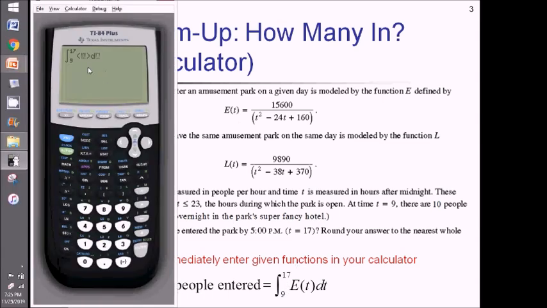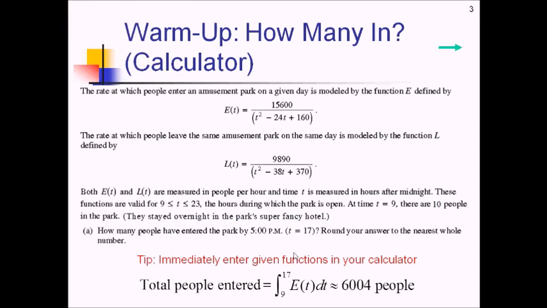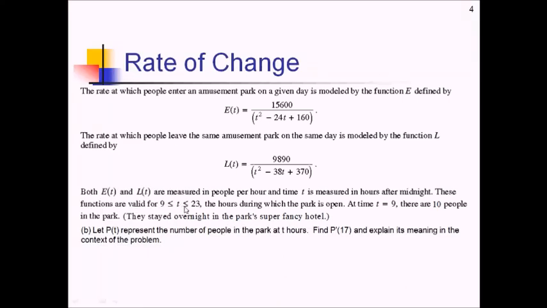So I've got the integral from 9 to 17 on here. I got math 9 to do this. And then let me do alpha trace, and I'll pull up y1 because that's where I stored my E of t function. Put in a dx there. And that comes out to approximately, they said nearest whole person, so that's 6,004 people.